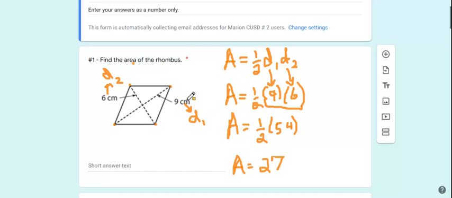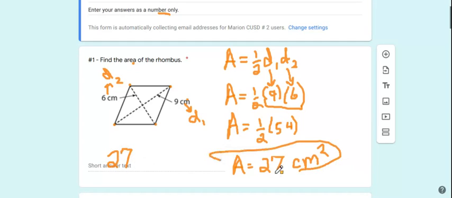This is area, so of course this is square centimeters. But because it's a Google form, I just said put your answers as a number only. So I just put 27 into the answer box. So 27 square meters.